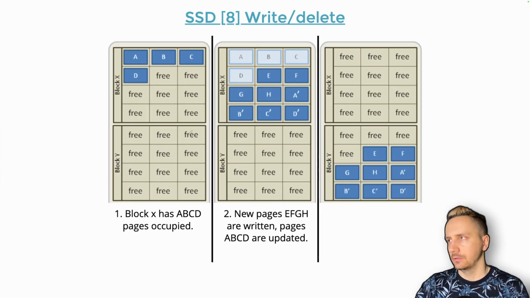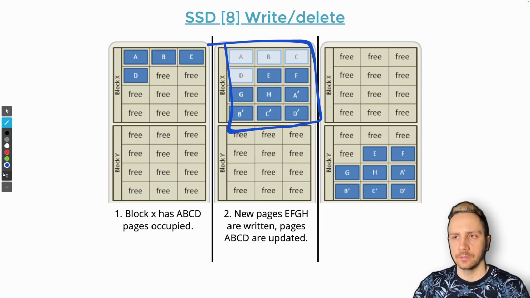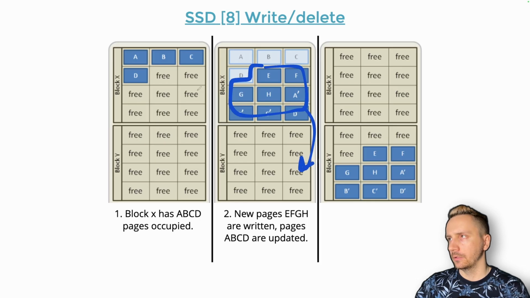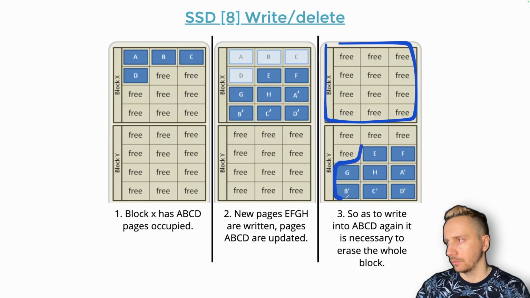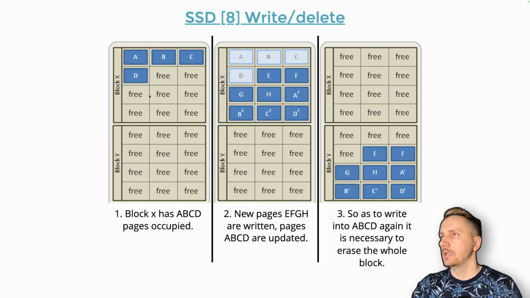And then eventually we see that this whole memory block is full now. We cannot write any new pages in it. We need to free space, and for that the SSD will do the following. It will copy all the valid pages into a new block and completely reset the whole old block. That's what happened in the third picture. You see, we had block X, it was completely reset, and before that the data was brought over to another block.